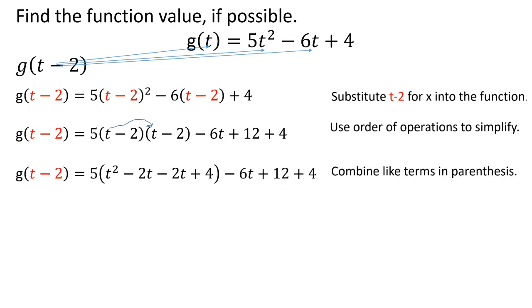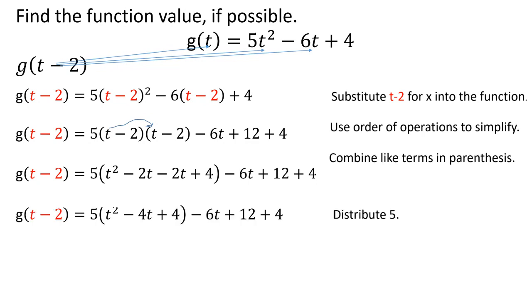So let's go ahead and do that first piece of information. This is going to give me t squared minus 2t minus 2t plus 4. Combine our like terms, and we're going to get t squared minus 4t plus 4. And again, we still have the 5. Now let's look at the other one.